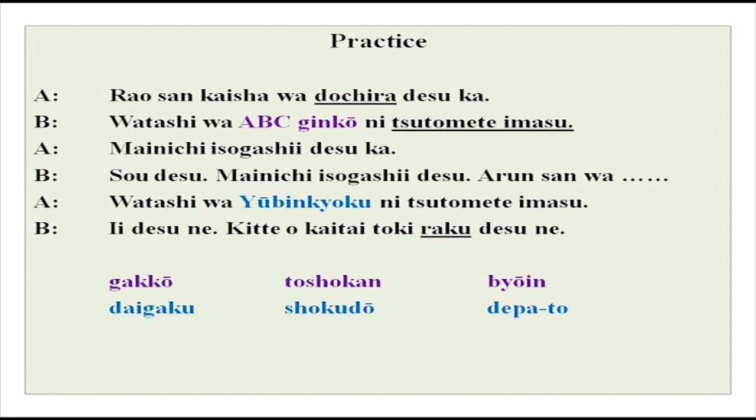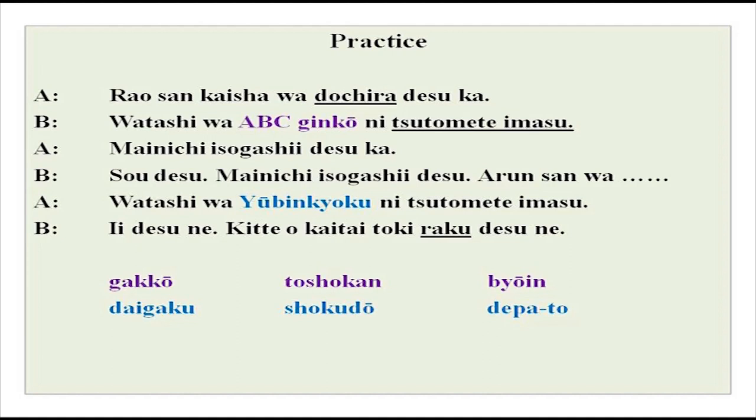Kitte o kaitai toki. Toki is time, at the time of stamps. It is very very easy. That is, when you want to buy stamps, it is very convenient for you, being in the yubin kyoku. So, well, you can change ABC ginko for any gakko, toshokan, library or byouin, hospital, and yubin kyoku for daigaku, shokudo, depato, any of this that is given over here.